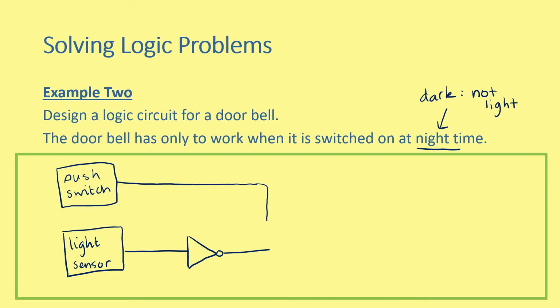And these both have to be used. So we're using an AND gate there to give our output, because the doorbell has to work both when it's pressed, so when the switch is on, and when it's night time. So that's why the AND gate is being used. And then we can just put a bell on this side, doorbell.